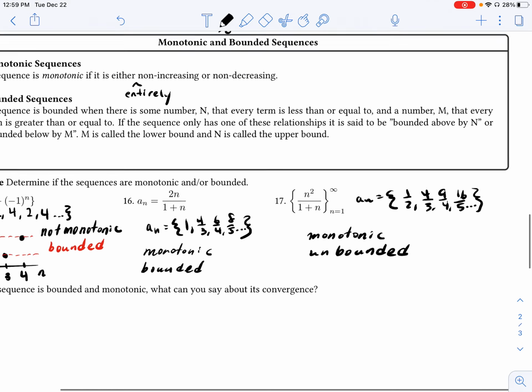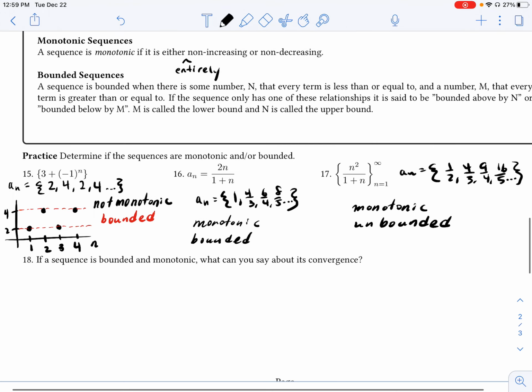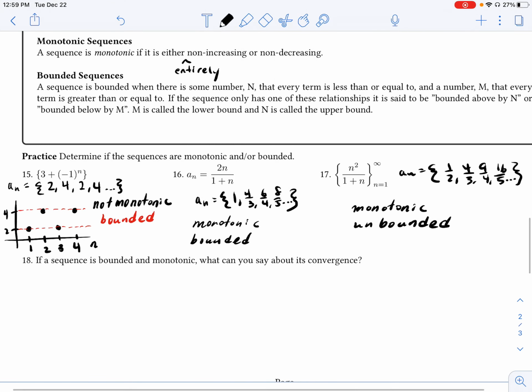So looking at these three sequences here, what conclusions or observations can we draw in regards to what we know about a sequence and whether or not it is bounded and monotonic, and what that means for its convergence? So pause the video right now and think about that for a moment. Well, if you've had a moment to think about that, we can say the following.